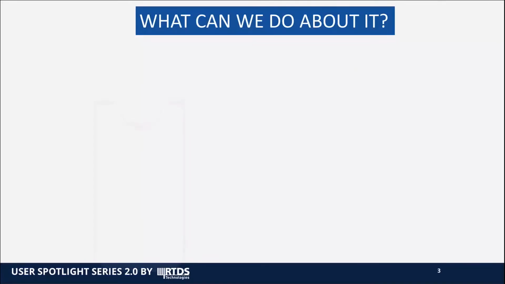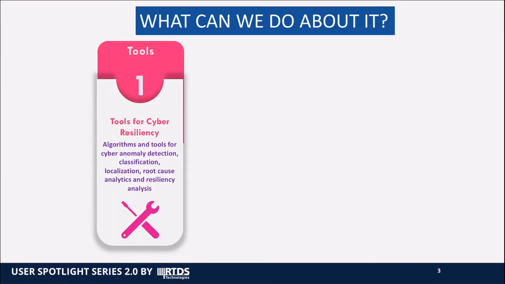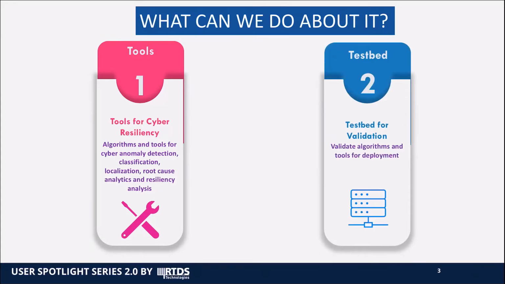So what can we do about it? There are two portions that we can work on. First of all, tools. We can develop tools for cyber resiliency, such as algorithms and tools for cyber anomaly detection, classification, localization, root cause analytics, and resilience analysis. Second, we can develop a real-time cyber power testbed, which can stream real-time cyber-physical data, is equipped with cyber components similar to real power systems, and is capable of validating the tools that we are developing in the first phase.